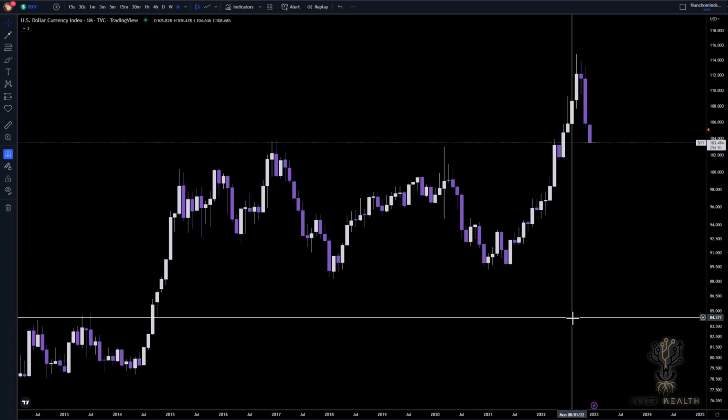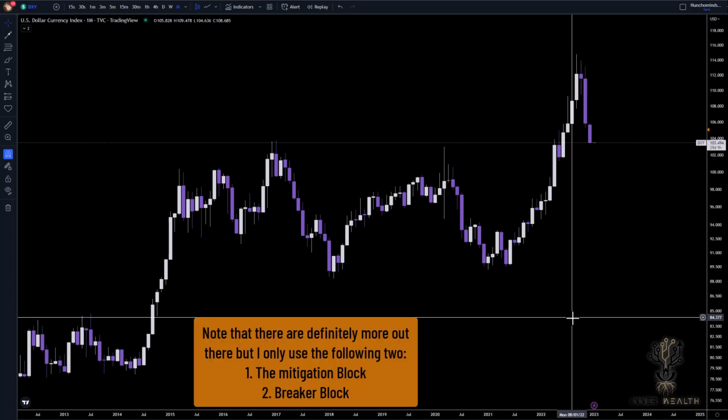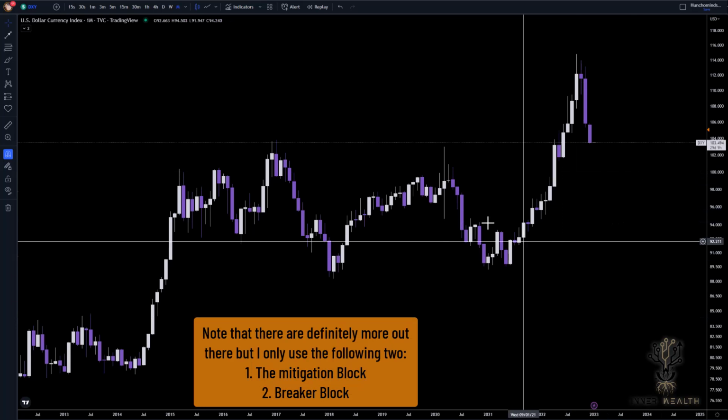Today I'm going to be showing you guys two types of order blocks, the only two that I really use. To me, order blocks only have two versions. Really, those are the only two. The following two order blocks that I'm going to show you guys are the only two that I ever use. The first one is what we call the mitigation order block.